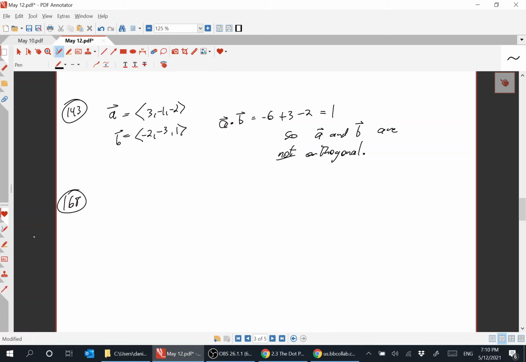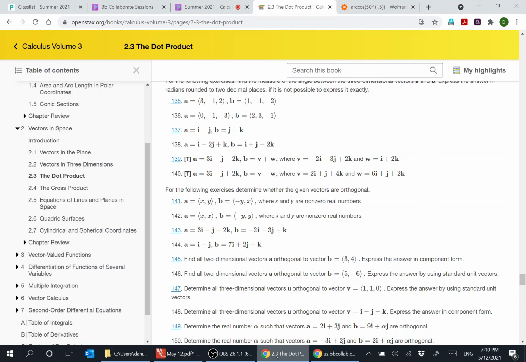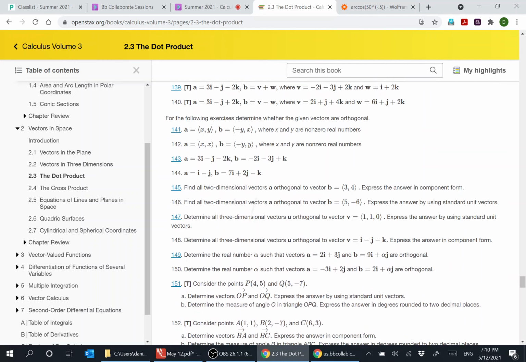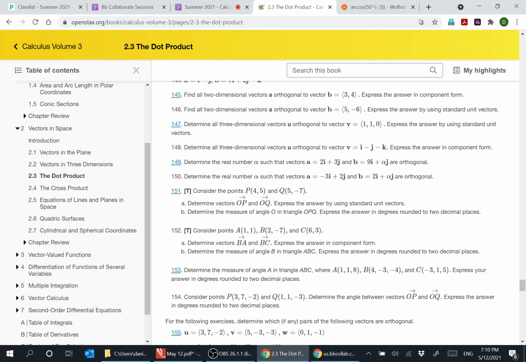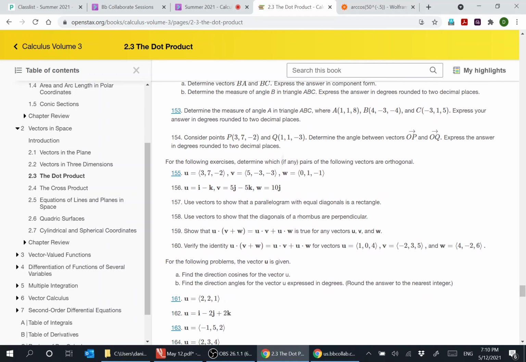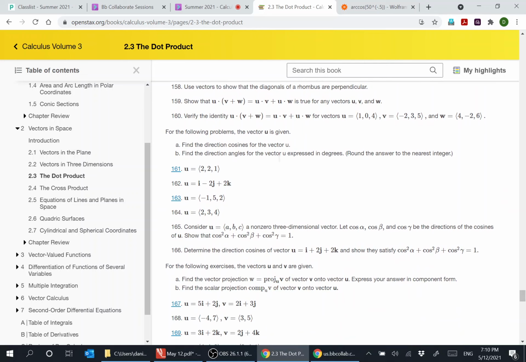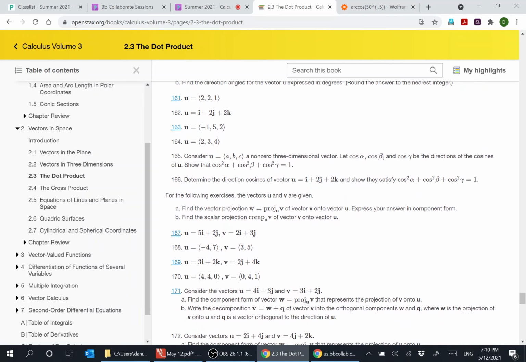You said when the dot product is positive, they're acute. Yeah, the angle between them is acute, because the cosine is positive when theta is acute. Cosine is negative when theta is obtuse. And the physical interpretation of that is nice, which we're starting to get into now. So 168, there it is.